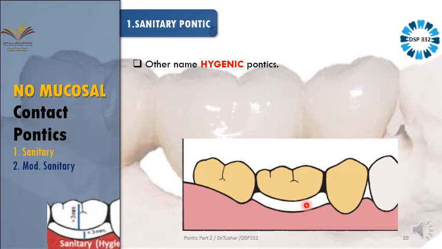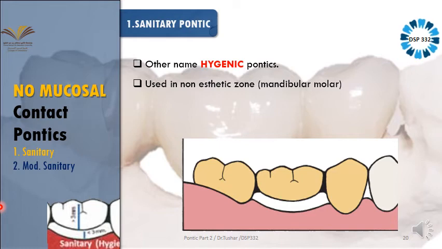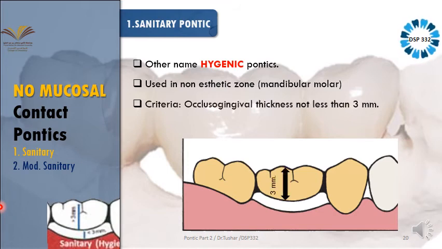So this is your hygienic pontic. As you can see, there is a space between your mucosa and your pontic. That is why it is called the no mucosal contact type of pontic. They are used basically in the non-aesthetic zone, and preferably mostly in mandibular molars where your patient's oral hygiene is not good, or the patient is not following the oral hygiene instructions properly. After counseling multiple times, if the patient still doesn't follow the instructions, then in the mandibular posterior region we prefer to give a sanitary type of pontic.